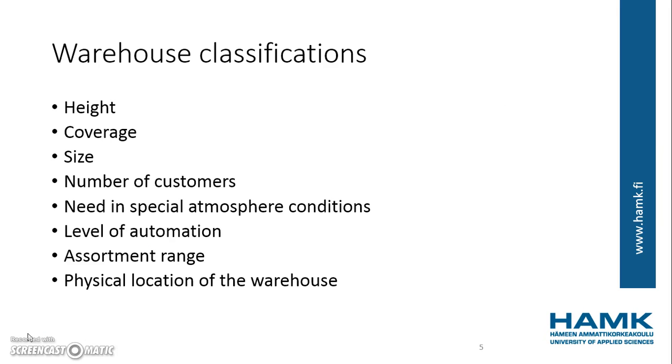There are many ways of classification of the warehouses. For example, depending on the height of the building, in some the shelves are not higher than a human, in others higher than 24 meters, depending on the coverage, whether it is an open warehouse or not. According to the size of the building, according to the number of customers, for single-type products or multiple-type products, depending on the need for special atmospheric conditions, about which we will talk a bit later, depending on the level of automation, depending on the assortment range, warehouses with special, mixed, or universal products, depending on the physical location of the warehouse. These are just general specifications. Of course, there are more because each business needs a warehouse which is specifically answering the requirements of the industry.